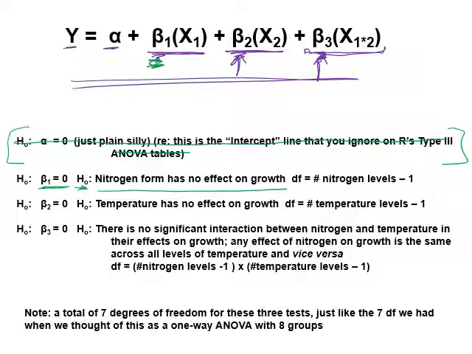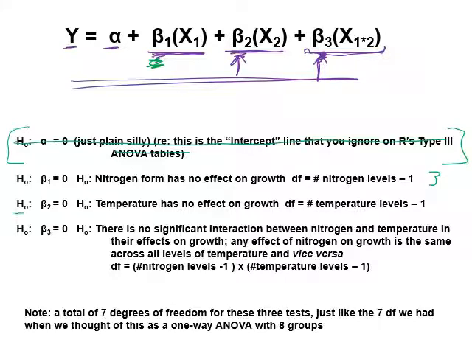And the degrees of freedom associated with that test are going to be the number of nitrogen levels minus 1. So in our study that we have going in the examples so far from the beginning of the lecture, the degrees of freedom here would be 3. There are 4 groups of nitrogen, and there would be 3 degrees of freedom associated with that.